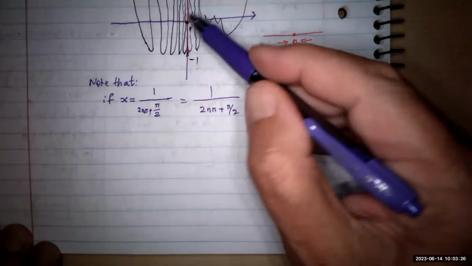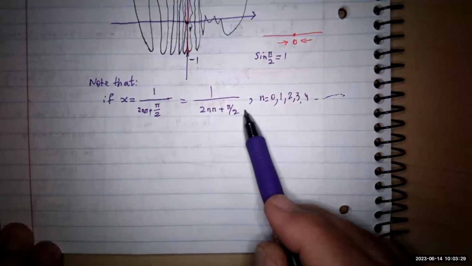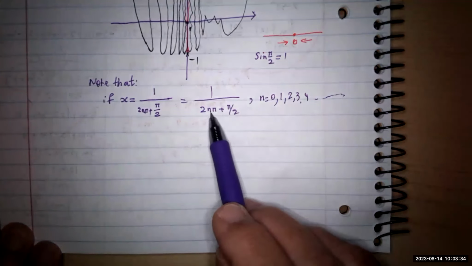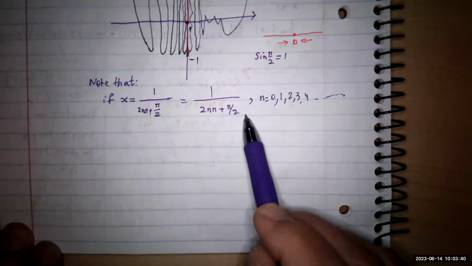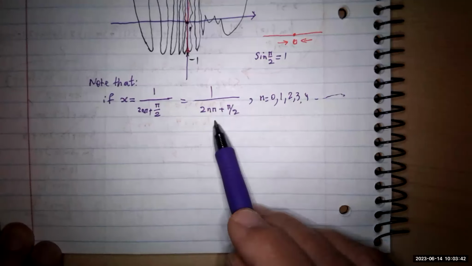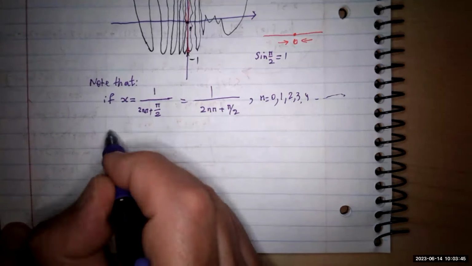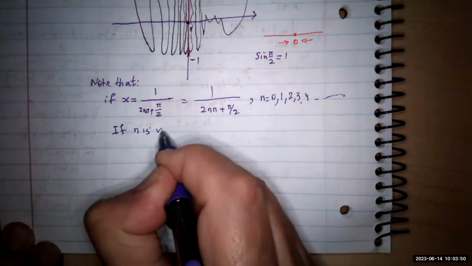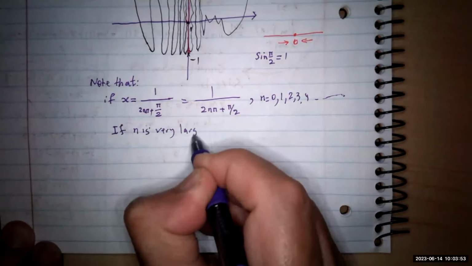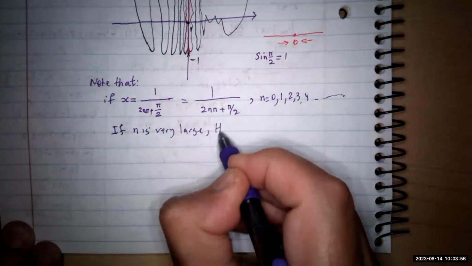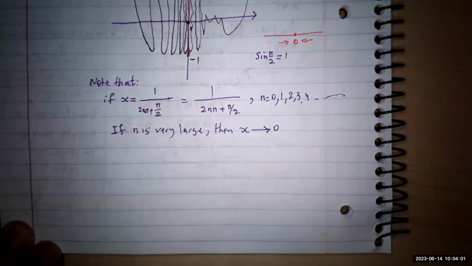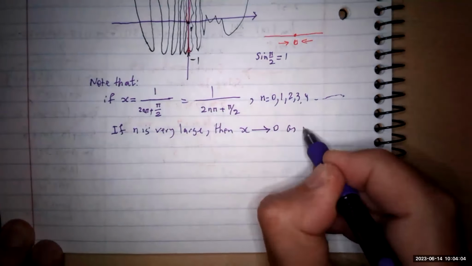Okay, so I'm here now. If I give you many points now, if this n is a very big number, the numerator would be very large, so the fraction would be very small. This means if n is very large, then x would be very small. x goes to 0 as n goes to infinity, if you like.